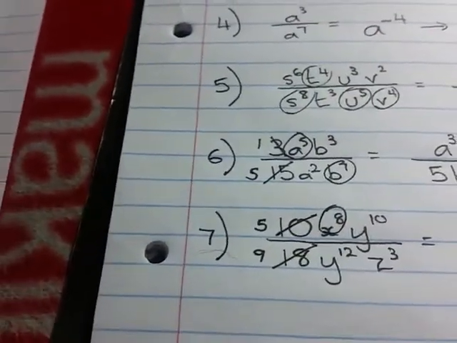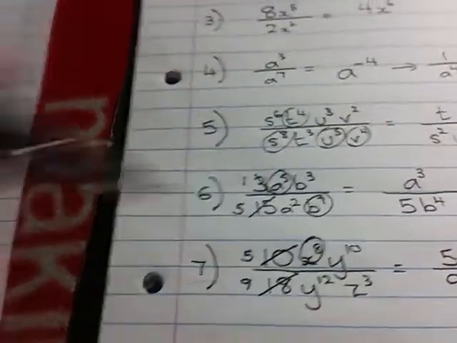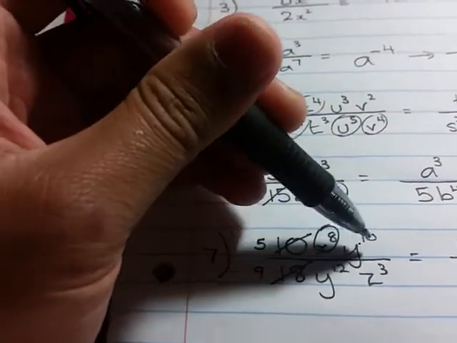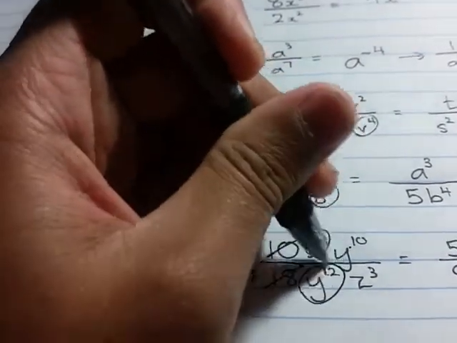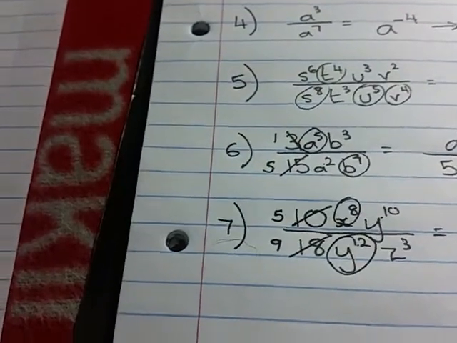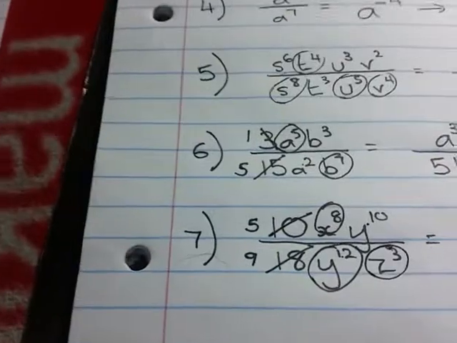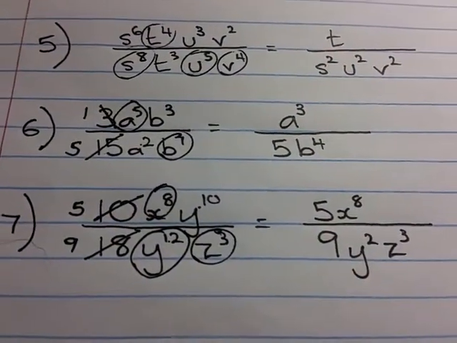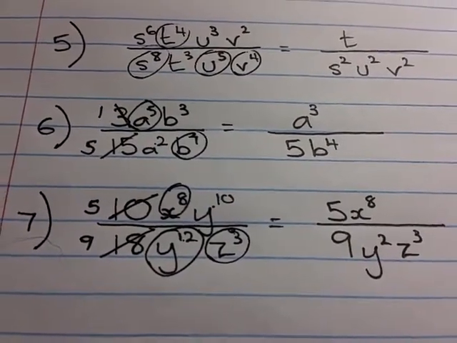You do have to deal with the y. You have y to the 10 and you have y to the 12. 12 minus 10 gives you y to the 2. Where is it bigger? At the bottom. And for z to the 3, there is no other z, so it's going to remain at the bottom. Final answer, 5 x to the 8 all over 9 y to the 2 z to the 3.